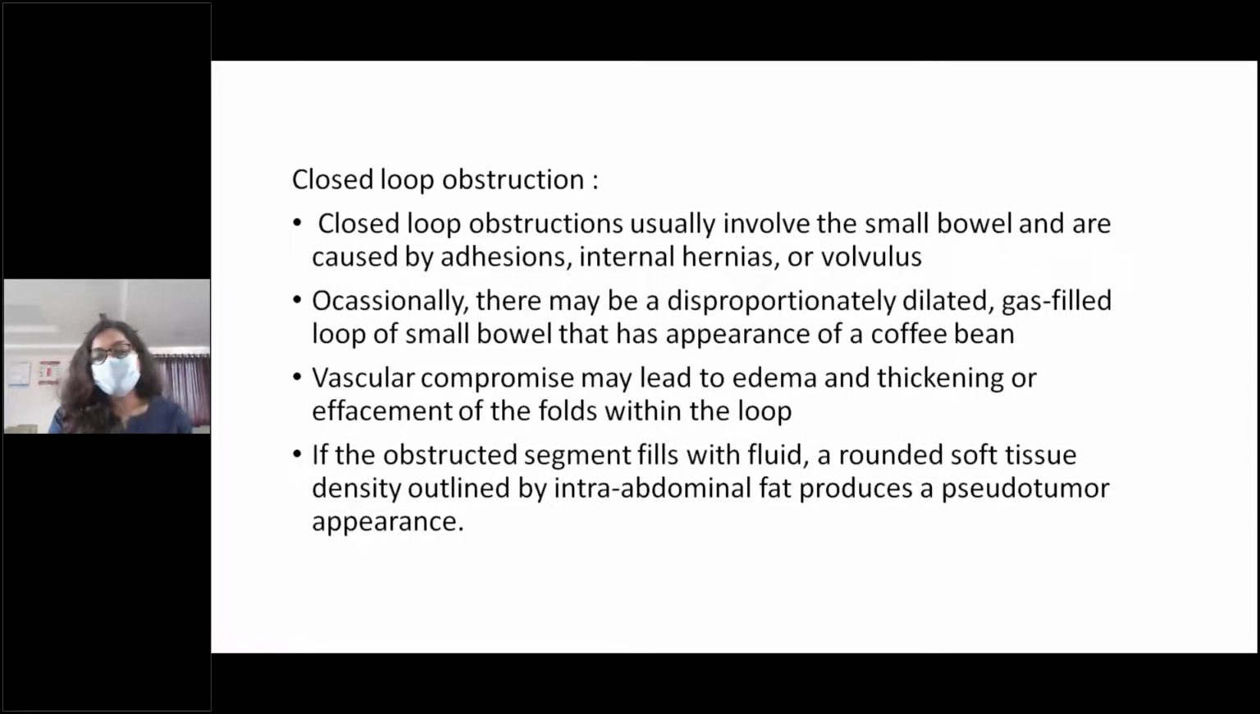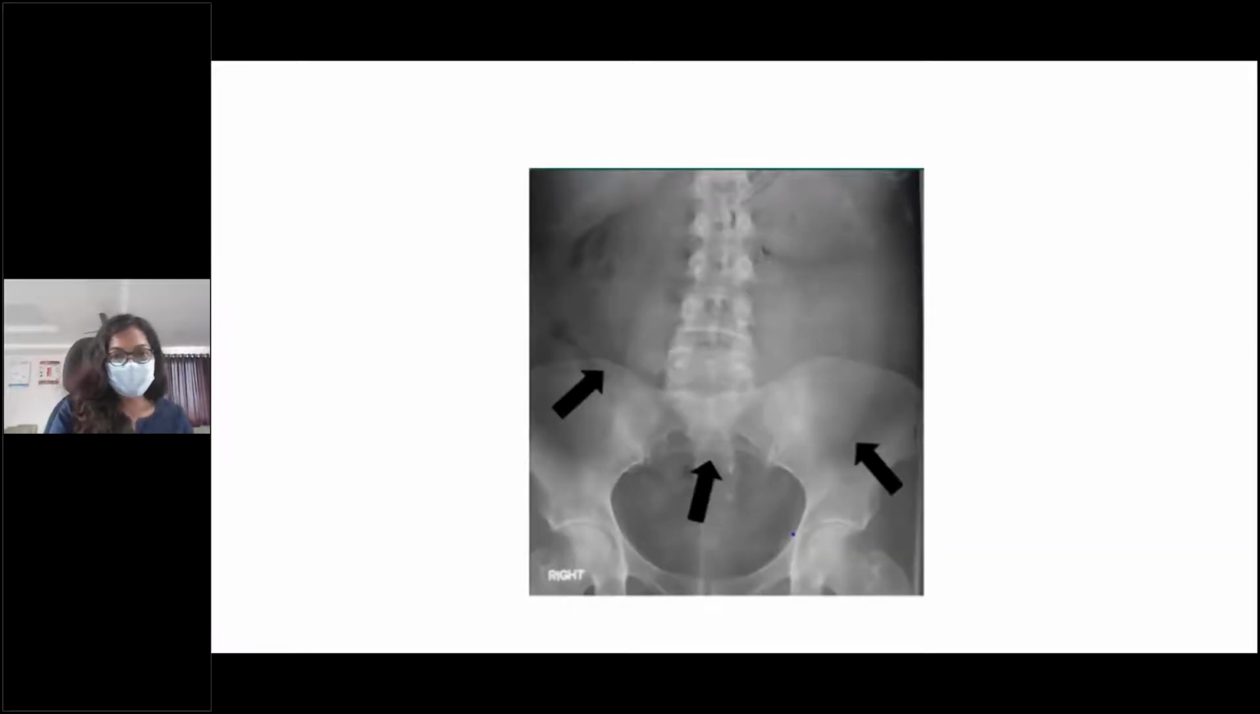Vascular compromise may lead to edema and thickening or effacement of the folds within the loop. If an obstructed segment is filled with fluid, a rounded soft tissue density outlined by intra-abdominal fat produces a pseudotumor appearance. This is the pseudotumor appearance.